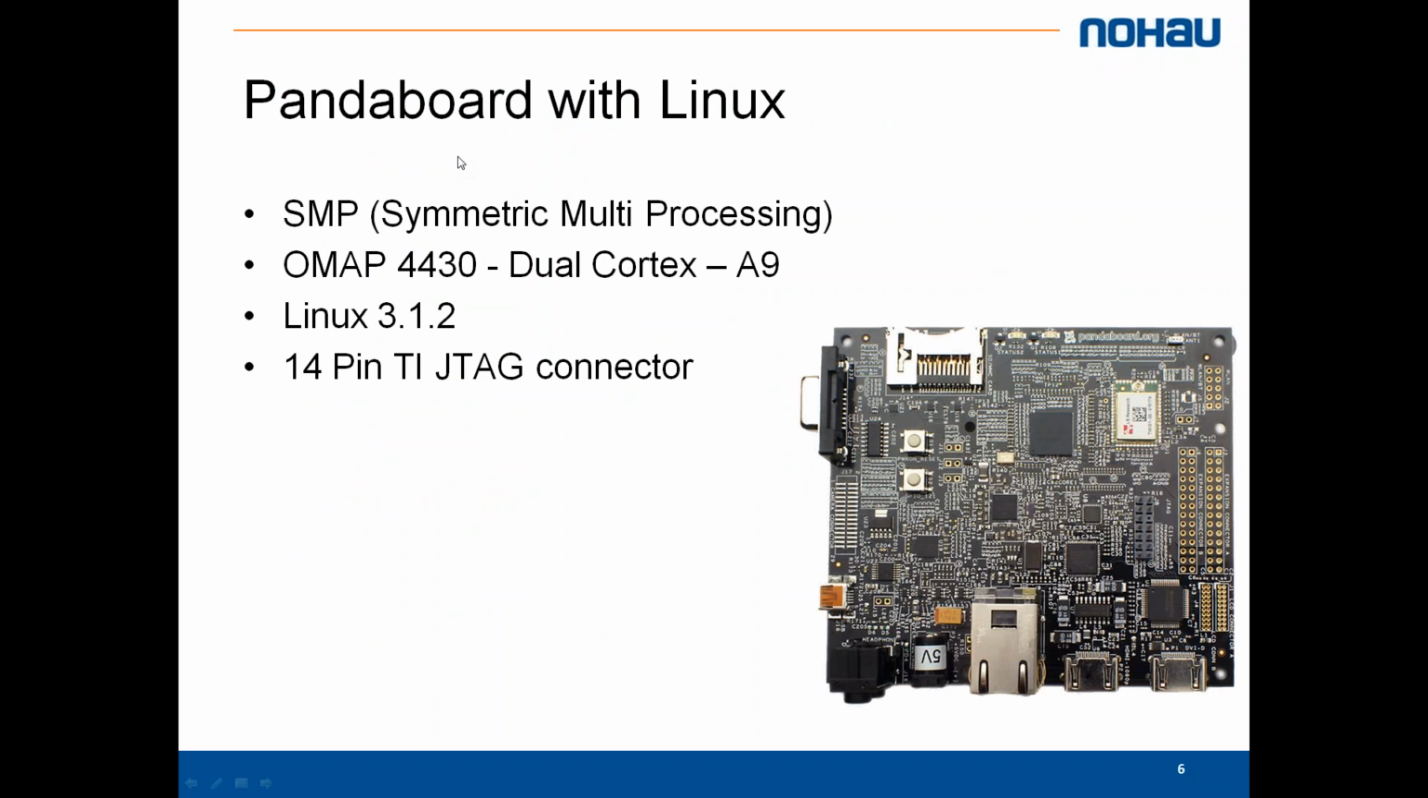Okay, so back to the technical part. My system today: I'm using a Panda board with Linux. It's an SMP system, with a chip from TI called OMAP 4430. SMP means symmetrical multiprocessing, and in my case I have 2 Cortex A9. On top of my Panda board, I'm running a Linux kernel, which is 3.1.2, and I am connected to my target via the JTAG connector that's available on my board.